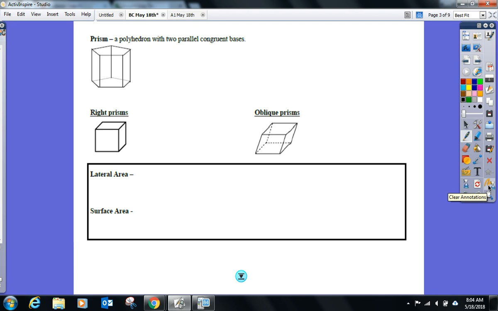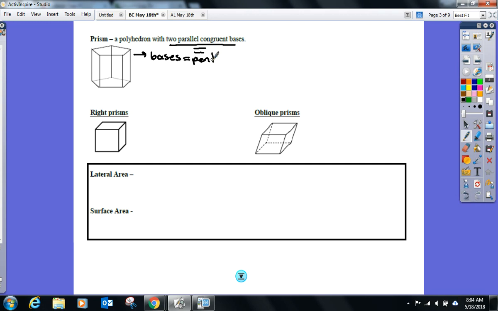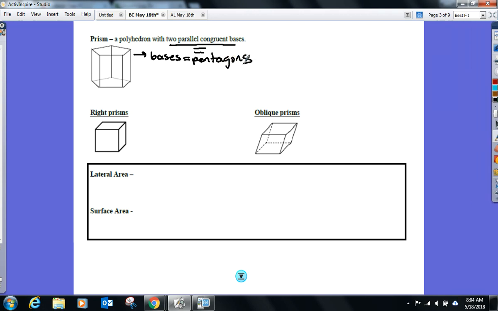First thing, prism. What is a prism? This is huge today. A prism's got two parallel congruent bases. So can anybody identify the shape of the base in that first prism I've given you? Look for the two figures that are parallel and congruent to each other. What shape are they? They're pentagons. So the bases are pentagons, and that's how you name any prism, by what the shape of the bases are.